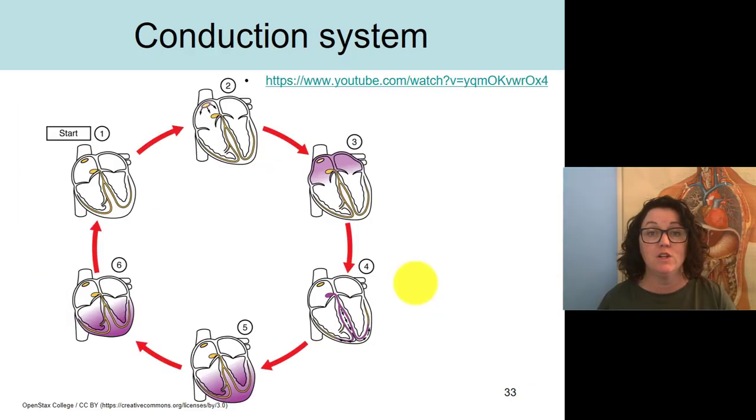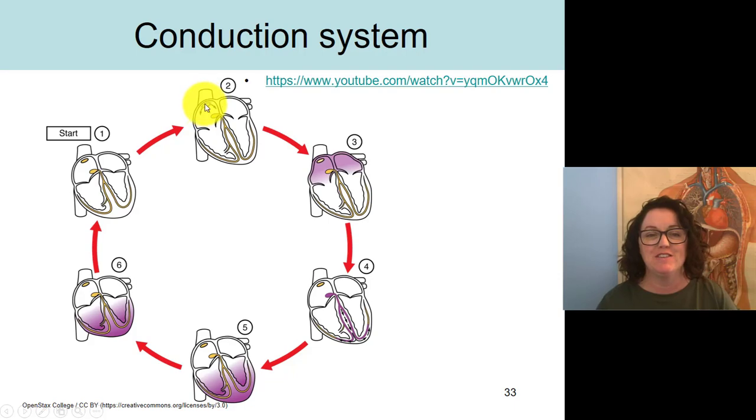Let's take a look at the cardiac conduction system using a different set of images. In these images, the yellow structures are representing the autorhythmic cardiocytes that are initiating and propagating the action potential. The purple color denotes the depolarization and contraction of the atria or ventricles. So we'll start over here at number 1, right? Basically nothing's happening here. So I guess we really should start at number 2.